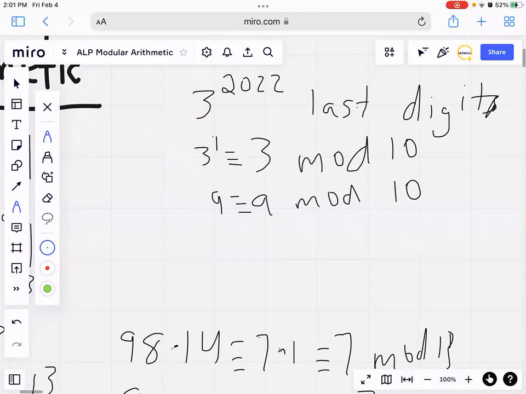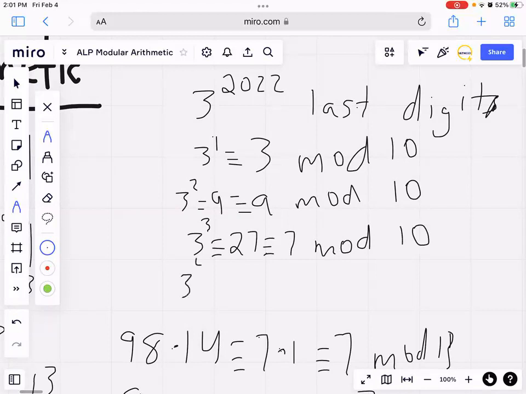And then multiplying the 9 by 3, we get 27. But 27, so 3 cubed, sorry, this is 3 squared. It goes on. 3 cubed is 27, which is the same as 7 mod 10. And now we just have to multiply the 7 by 3 to get 3 to the 4th is congruent to 21, which is congruent to 1 mod 10.